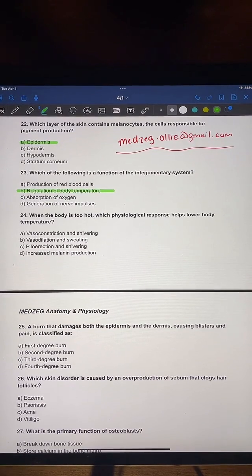Number 24. When the body is too hot, what physiological response helps lower body temp?